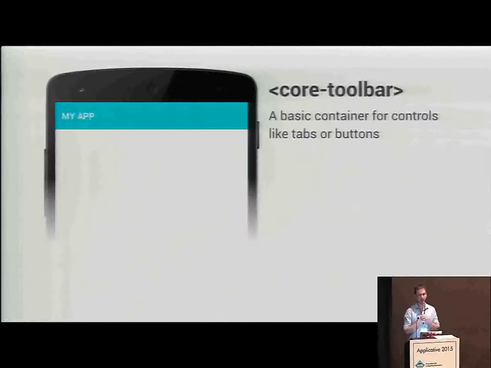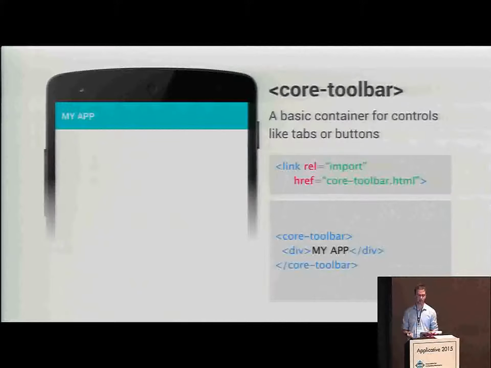To go into some of the visual core elements and how you might use them, core toolbar is our simplest layout element. It's a basic container. You'd imagine you need toolbars across all kinds of web applications. How you use it is you import it. You just have an HTML import, link rel equals import, href core toolbar, and then you just use it on your page. In this case, I wanted to have some text inside of there, so I put it inside of a div inside of my core toolbar. The core toolbar knows how to lay it out. So it's got this nice top height, and it pushes padding to the left on my first child.